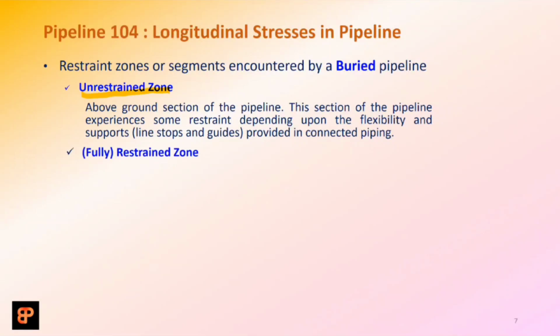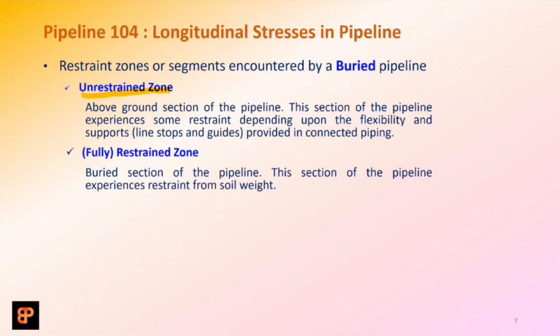Now we'll go to the fully restrained zone first, and then we will try to understand the partially restrained zone. The fully restrained zone is nothing but a buried section of the pipeline, and this is a stable section, as I explained, where the soil weight creates resistance to displacement of the pipeline. The soil weight acts in the lateral direction, and there will be friction between the pipe and the soil. So the weight times that friction factor is the axial force acting due to soil weight on the pipe surface.